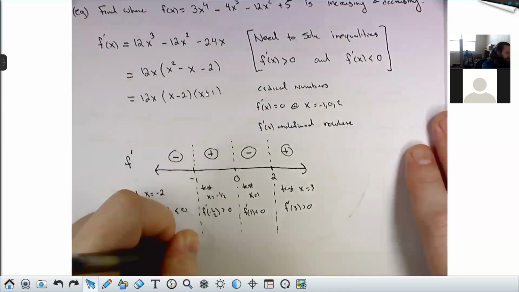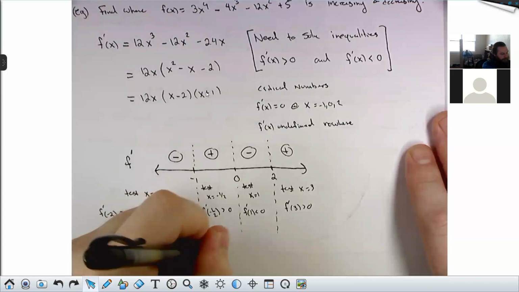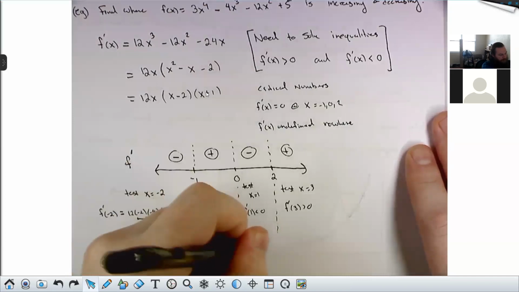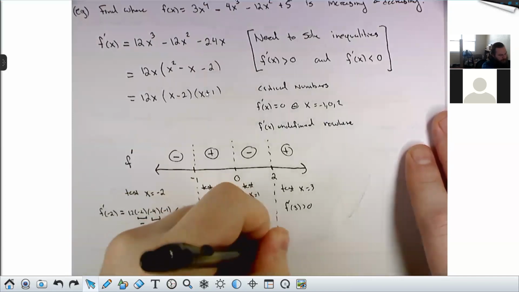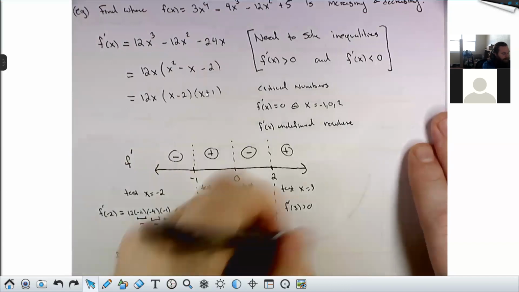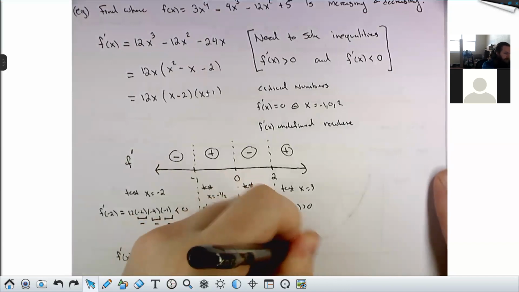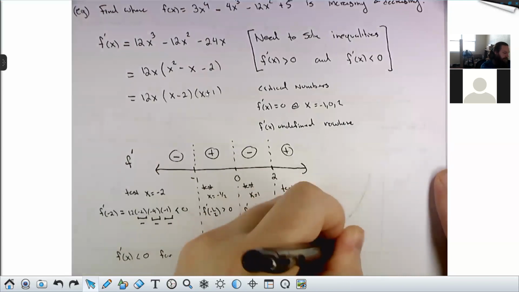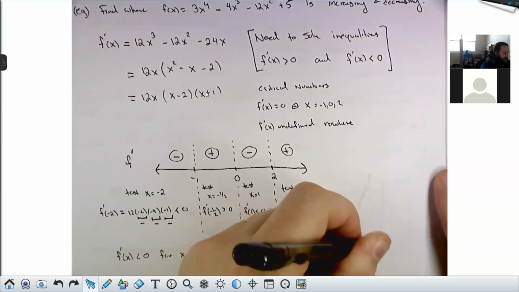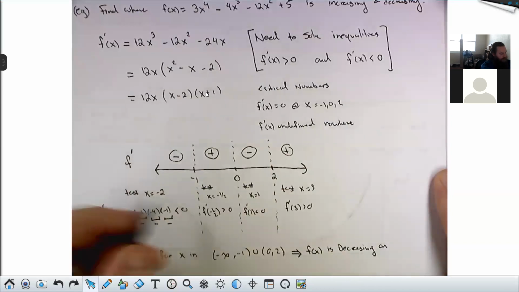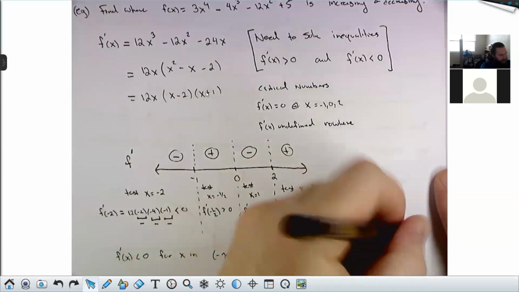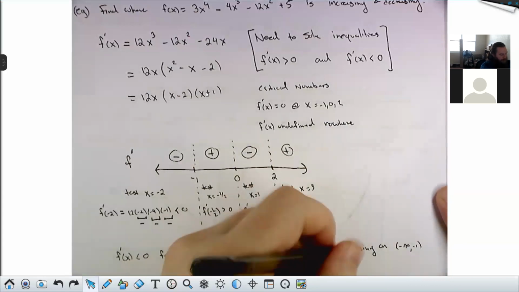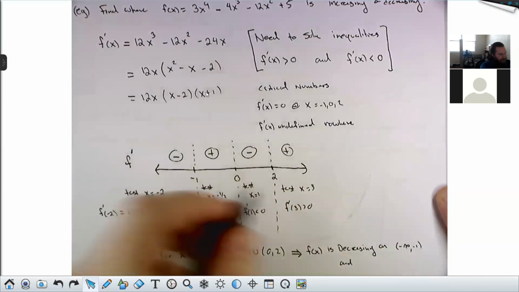for x's in the set -infinity up to -1, unioned with 0 to 2. And this means that f of x is decreasing on the interval -infinity to -1, and 0 to 2.